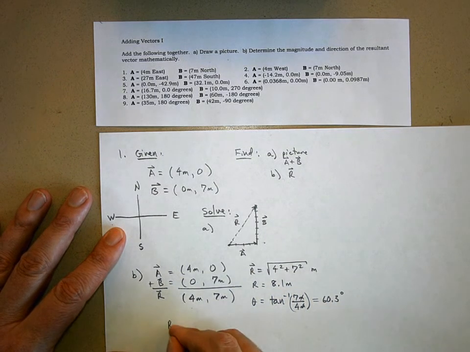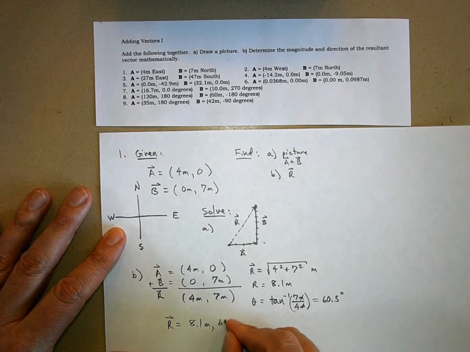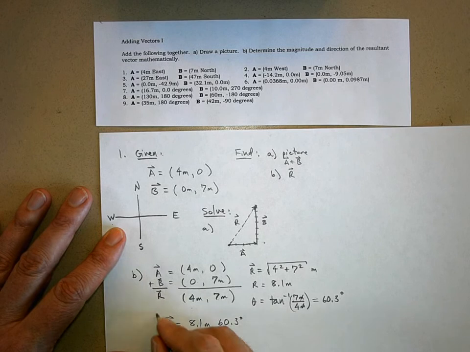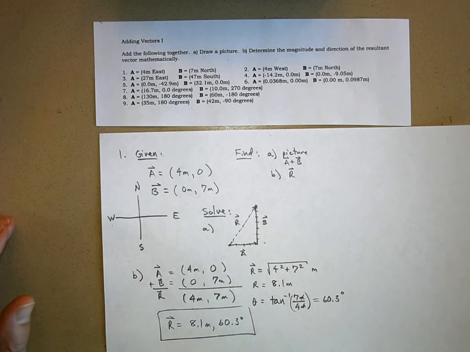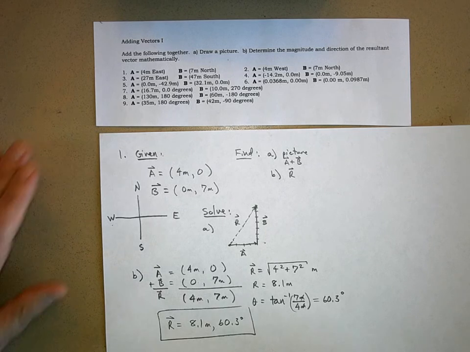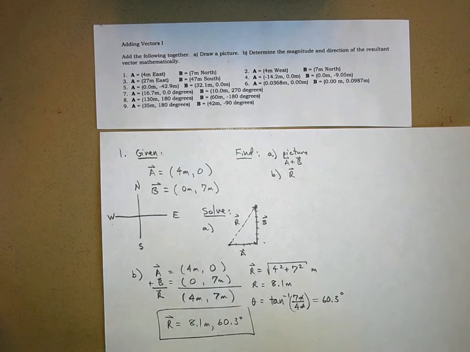So I can say that vector R is equal to 8.1 meters. That's my magnitude. 60.3 degrees. That's my direction. So that's the answer to number 1. So what I'd like you to do now is as much of this worksheet as possible before the bell rings.